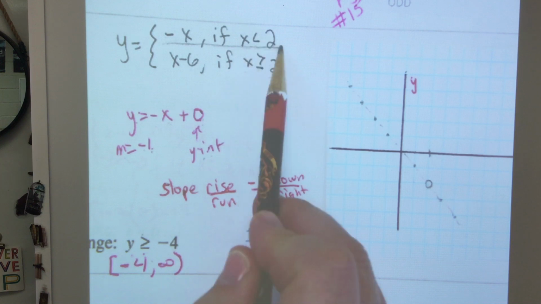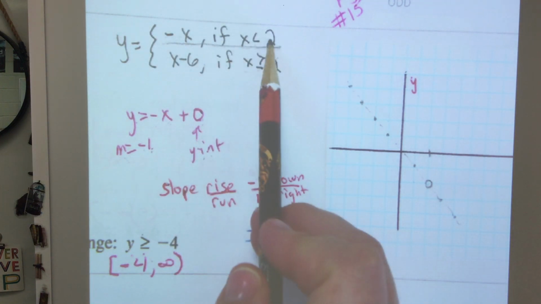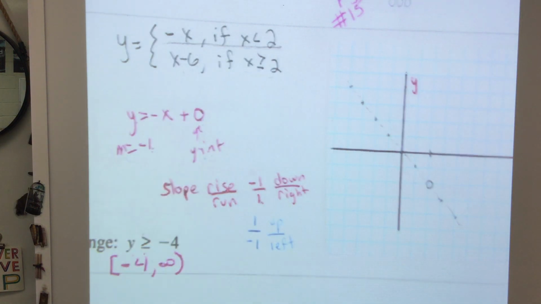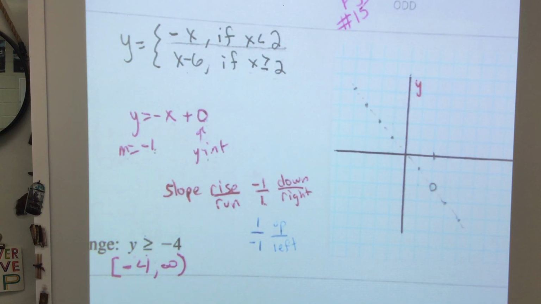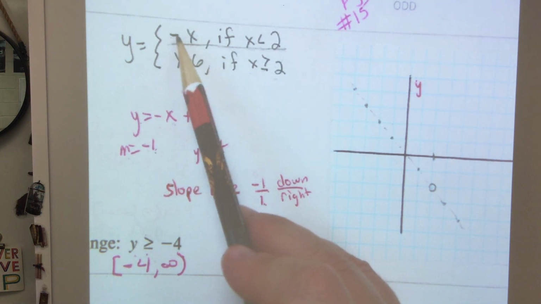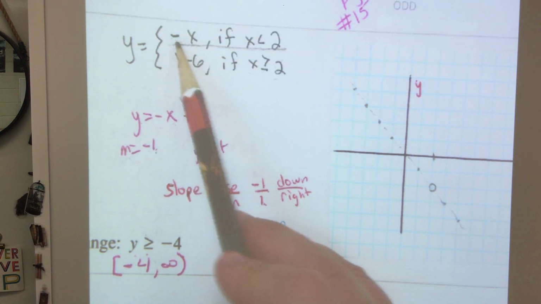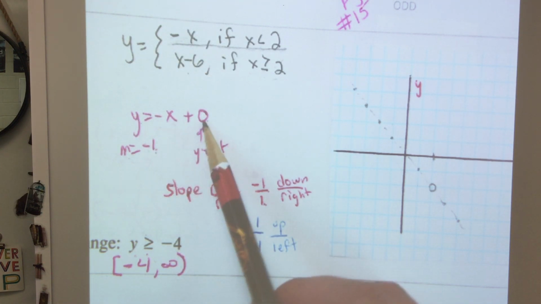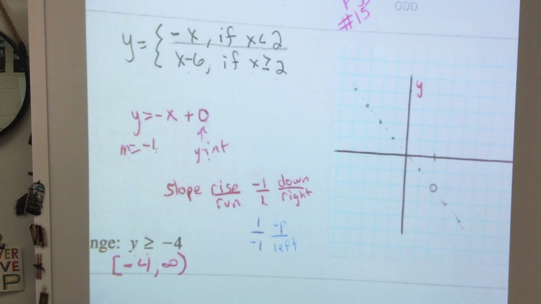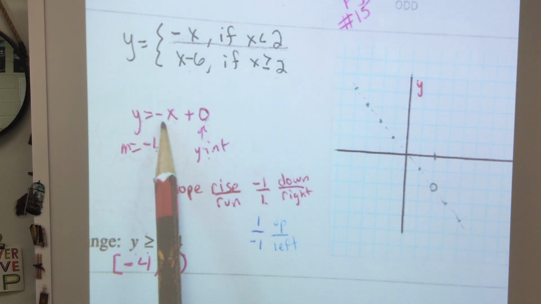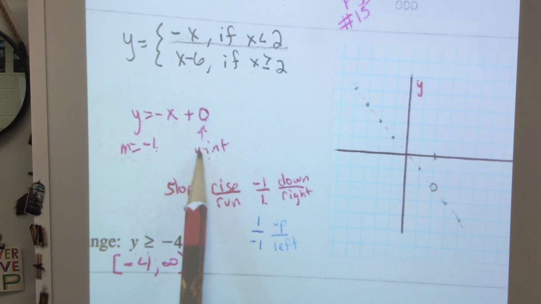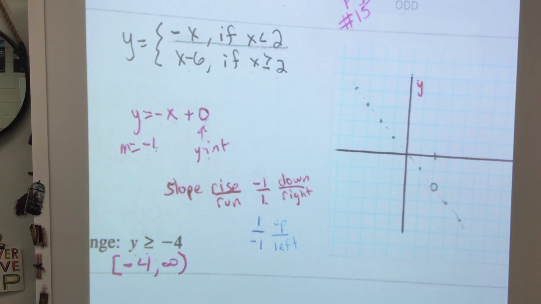Okay, I'll separate these. So the x is less than 2 goes with the negative x. The x is greater than 2 goes with the x minus 6. So each row is its own entity. So I'm going to take my first row, negative x, and put it in as a linear equation just so you can see the y. And from this, I can tell that m, my slope, is negative 1, and 0 is my y-intercept.